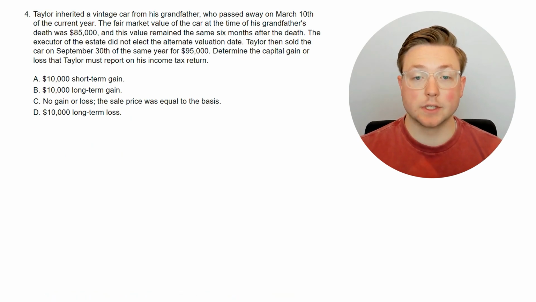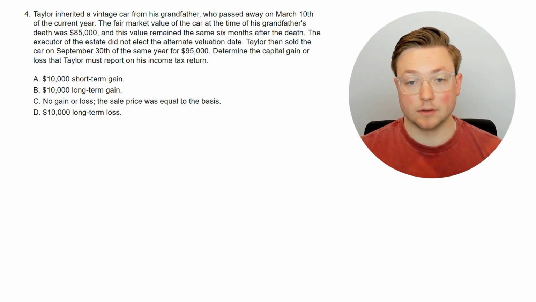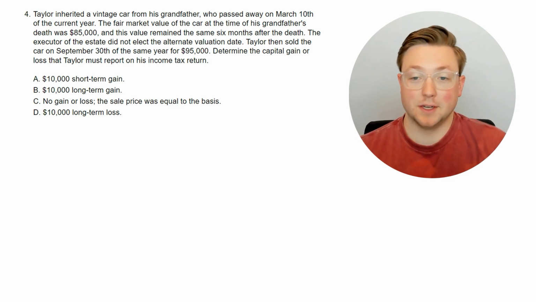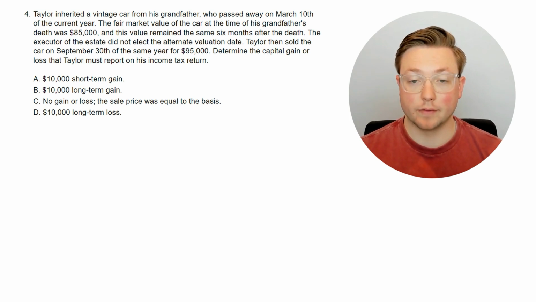Taylor inherited a vintage car from his grandfather, who passed away on March 10th of the current year. The fair market value of the car at the time of his grandfather's death was $85,000, and this value remained the same 6 months after the death. The executor of the estate did not elect the alternate valuation date because there was no need to. Taylor then sold the car on September 30th of the same year for $95,000. Determine the capital gain or loss that Taylor must report on his income tax return.